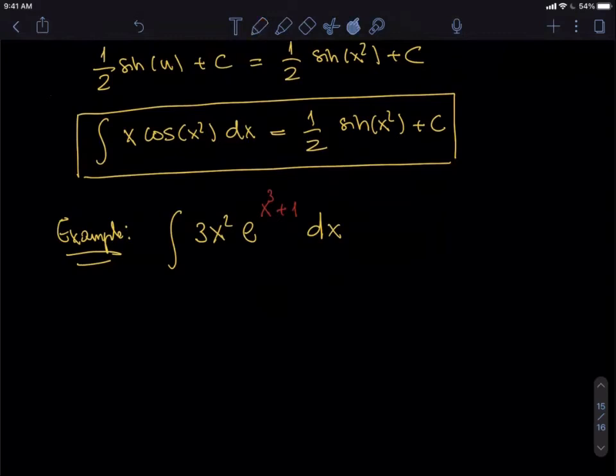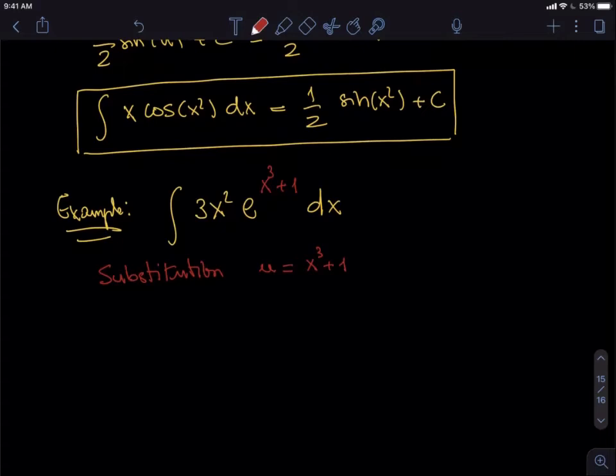Then once you train your eye, you will identify that this 3x squared is actually helping you a lot here. But if you haven't identified that, you can always try the substitution method. And just try the substitution u equals x to the power 3 plus 1. Why am I picking this one? Because it's what appears here in the numerator and it's bothering me, okay? There could be other choices, but this one works. So let's do this one.